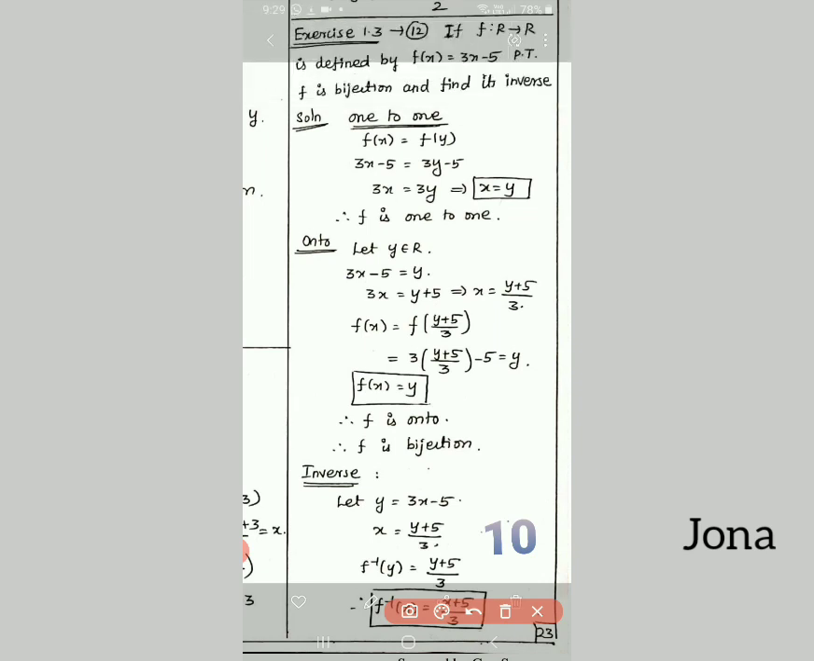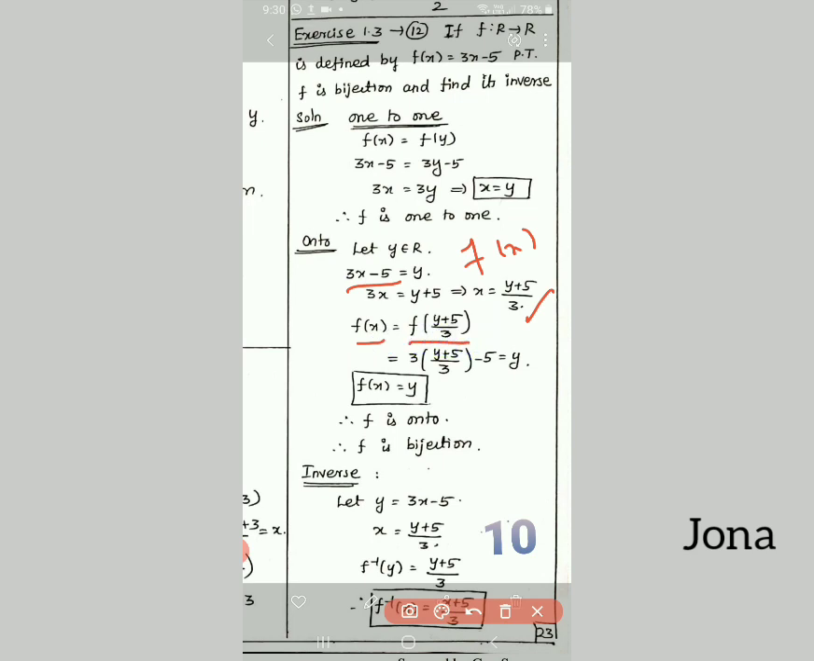Now I want to prove this function is onto. Let y belong to R. So y is nothing but f of x here. Y and x both are the same. So this f of x is 3x minus 5, y belongs to R, that is 3x minus 5 equals y. From this I can take 3x equals y plus 5 and then x equals (y plus 5) by 3. On both sides I want to take f, so f of x equals f of this whole thing.